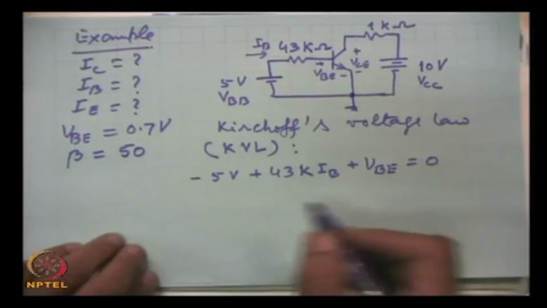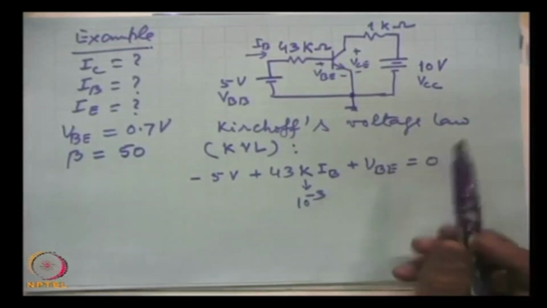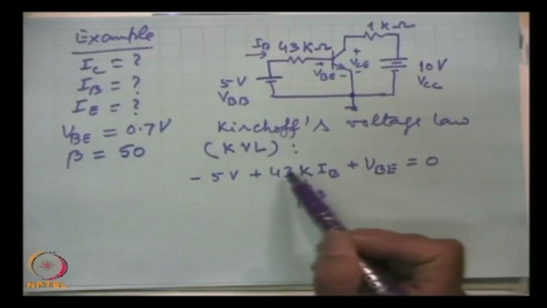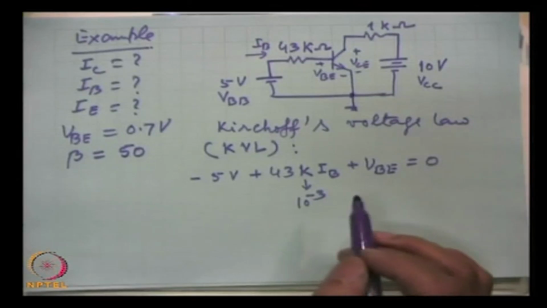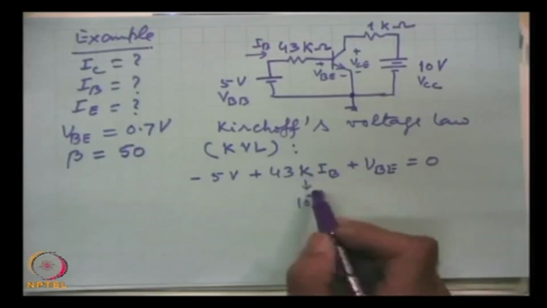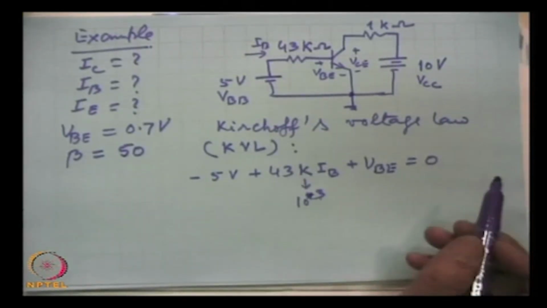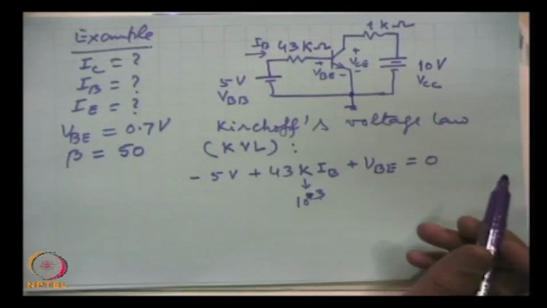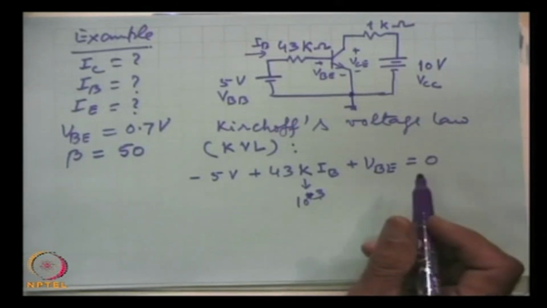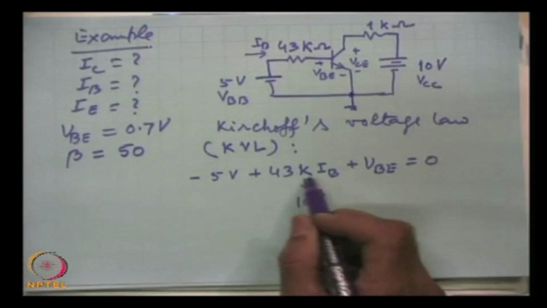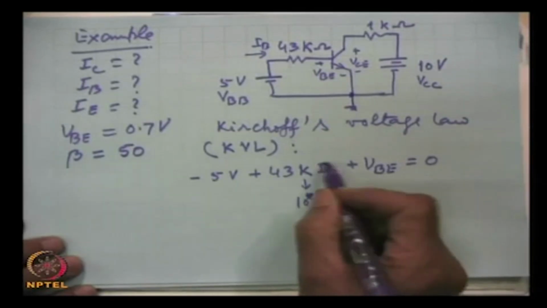K is actually 10 to power 3, but when we take the resistances in kiloohms, often they are left like that, and then the currents will be in milliamperes. If I replace it with 10 to power 3 in ohms, then the currents will be in ampere, and because ampere is a large current, normally we will encounter milliampere current. So, it is good enough to maintain this in kiloohms. So, this equation is to be solved for I B.